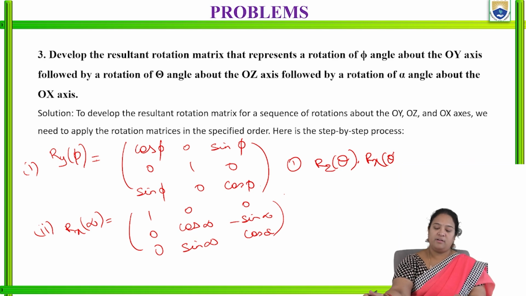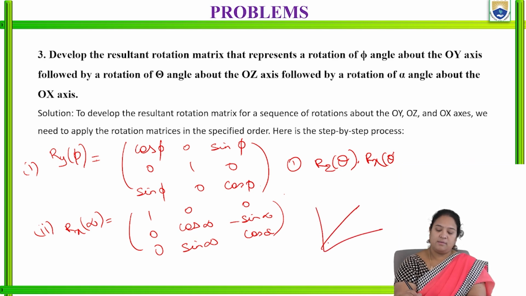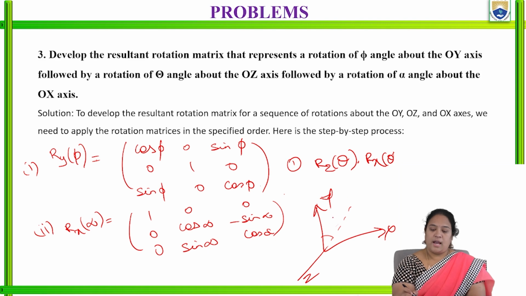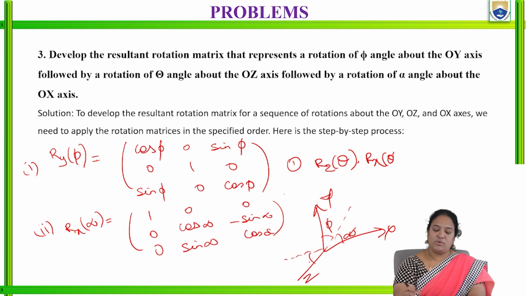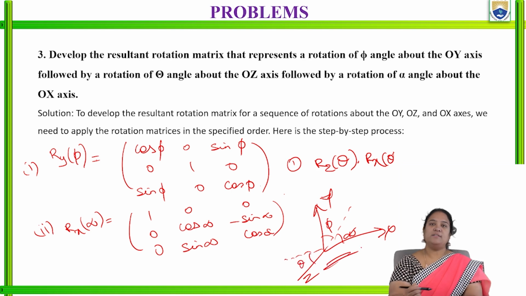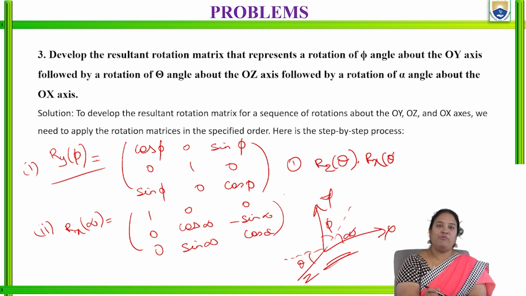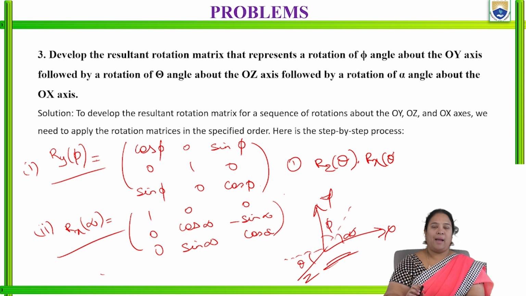Since here we have been given three axes x, y, and z, at OY it is considered as phi, at OX it is considered as alpha, and at OZ it is considered as theta. So considering these particular angles, we need to write the rotational matrix. So first we have considered Ry of pi, Rx of alpha, and then we have calculated Rx of alpha into Rz of theta, and we have got the final matrix, right?